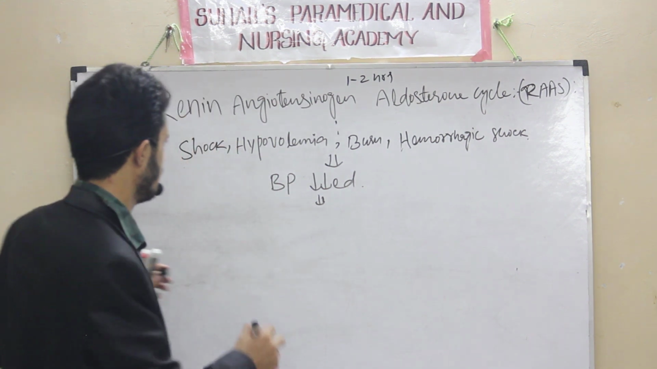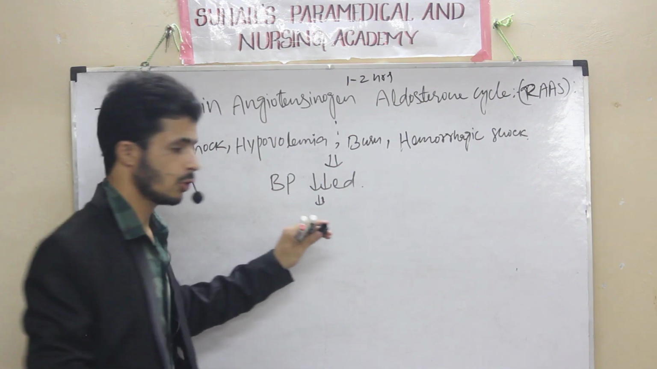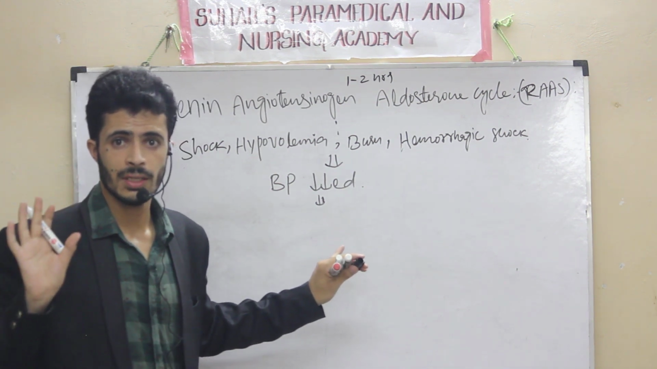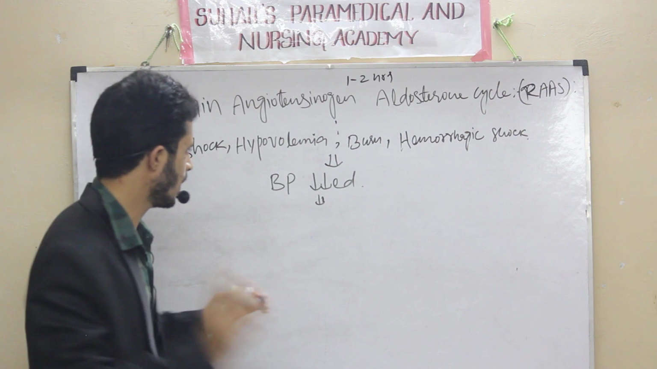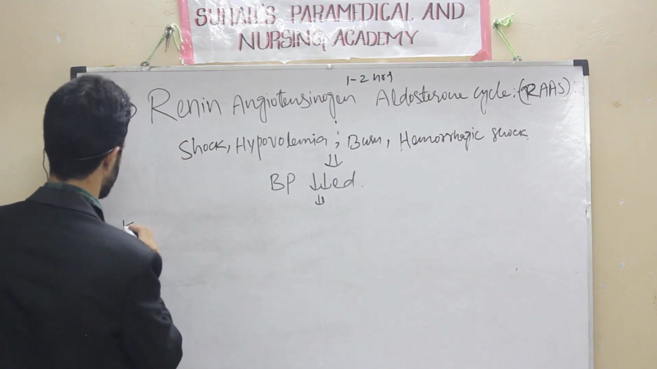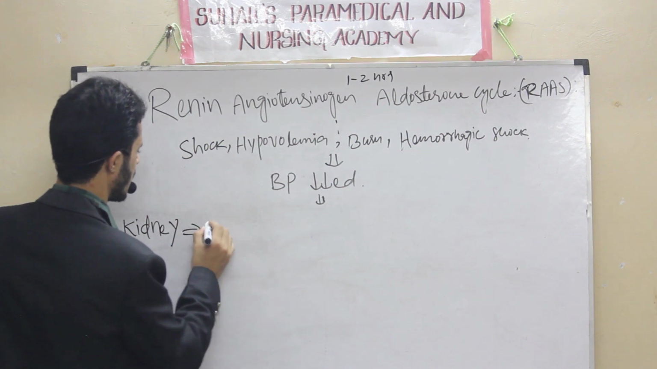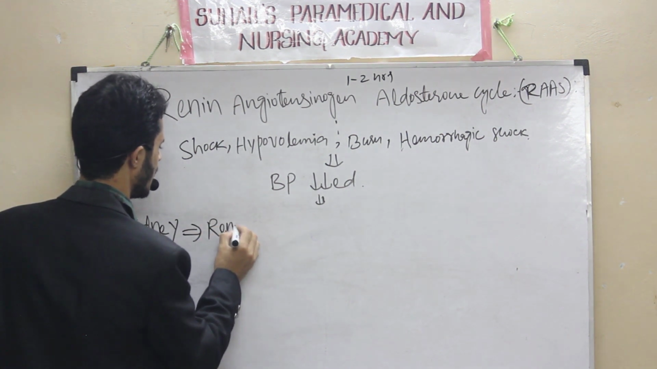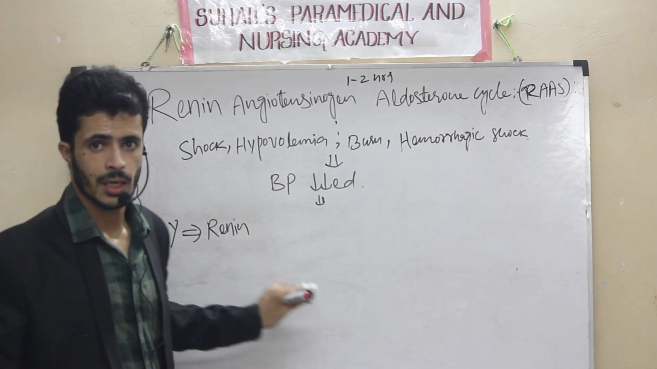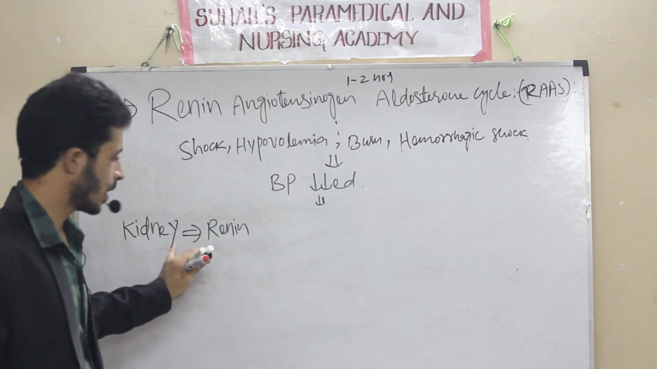What happens in the kidney? I told you blood pressure decreases, so the kidney will get sensitized. The kidney will release renin. This renin is spelled R-E-N-I-N. Renin is a hormone that is secreted by the kidney.